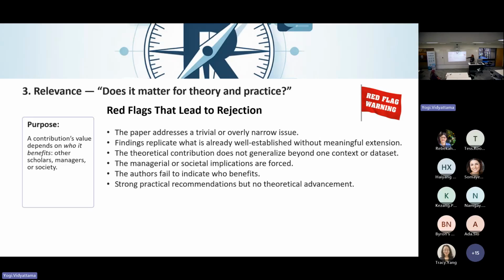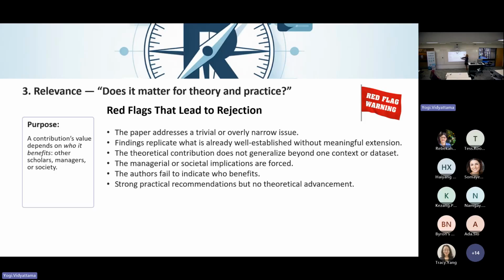And some of the red flags here as well, the reasons for rejection: the paper addressed a trivial or overly narrow issue. And we see that a lot as well, where the focus is so narrow that it won't apply to any other context. The relevance is mainly relevant to that specific company. It's not relevant to anybody else or that specific setting. The findings are replicating what we already know without extending our knowledge. It does not generalize beyond one context or data set. It only works in that context, for that company, for that specific data set.